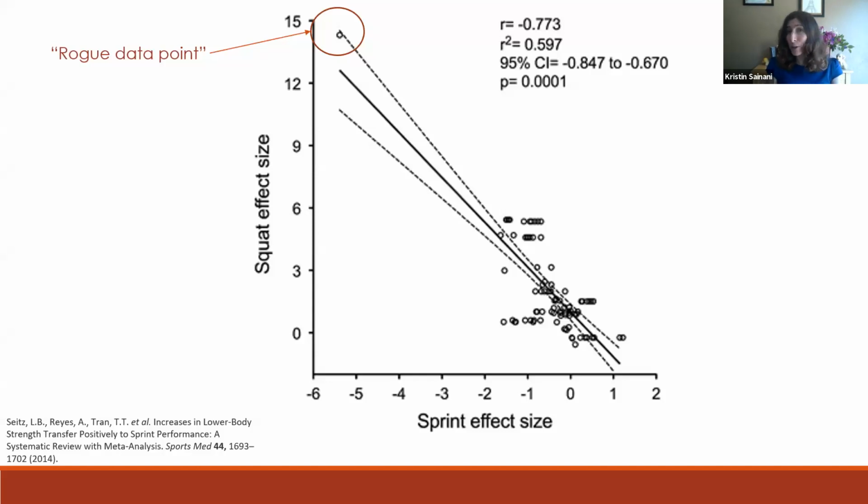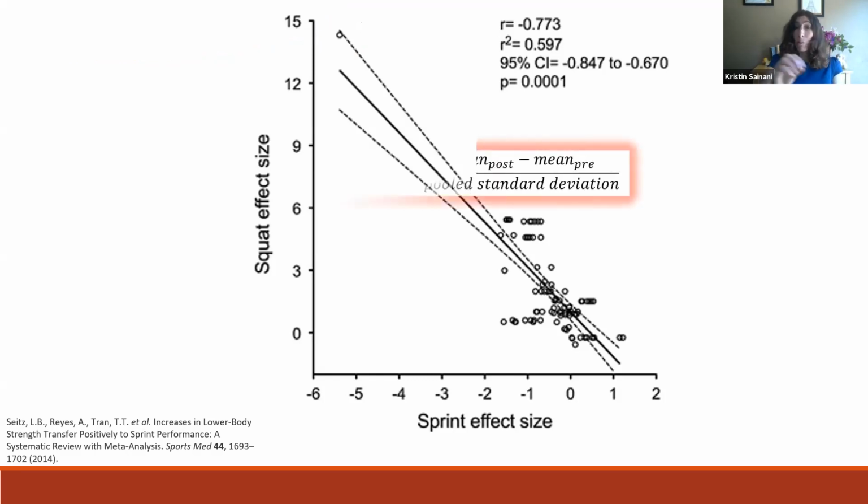We started to dig into this a little bit more though, and to ask the question, well, what does that data point even mean? So you've got to look at the x-axis here. We have sprint effect size, and on the y-axis, it's squat effect size. And then we've got some numbers. Well, what do those numbers signify? What does -5 mean? What does +3 mean? So these are effect sizes measured as standardized mean differences.